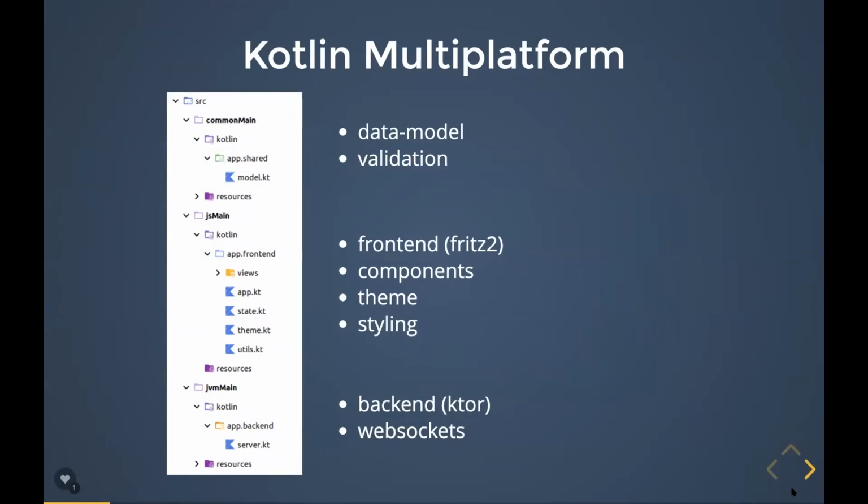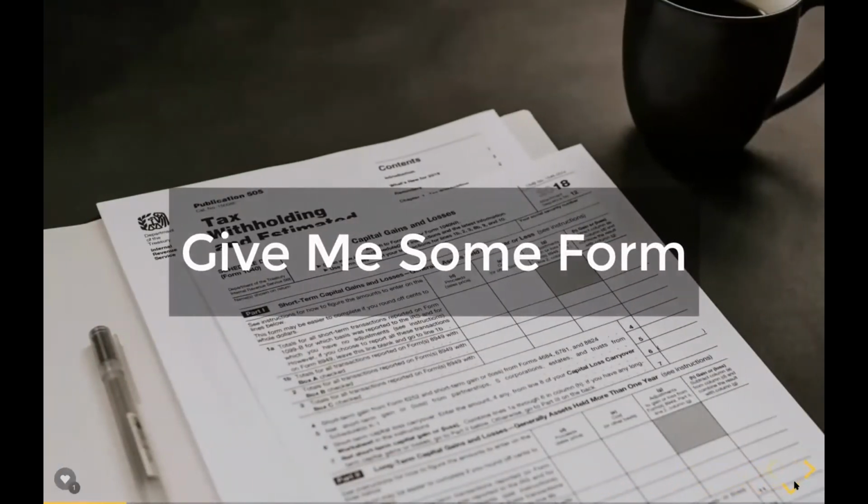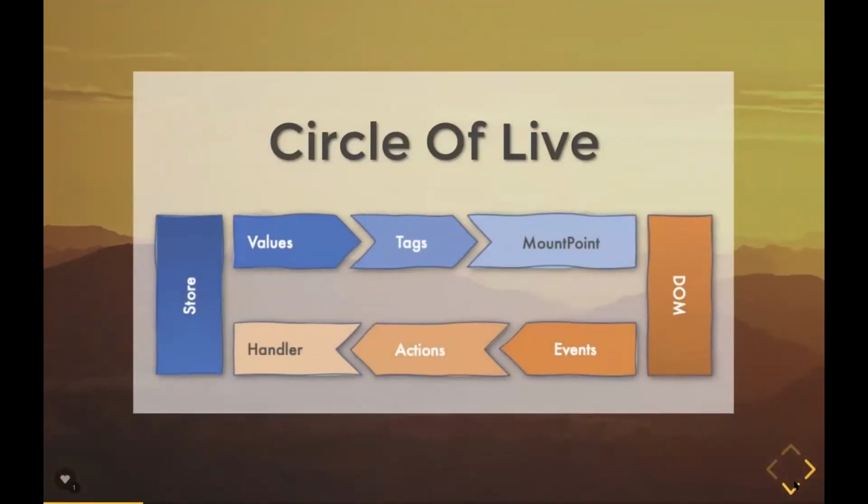In the JS main source set, you can put everything you want to compile to JavaScript. So the front end built with fritz2, your UI components, your theme, your styling, and things like that. And in the JVM main source set belongs everything that is building your backend using Ktor in this example, for example the WebSockets we will build and the REST API we will later use. So this is the basic structure. And now we would like to start.